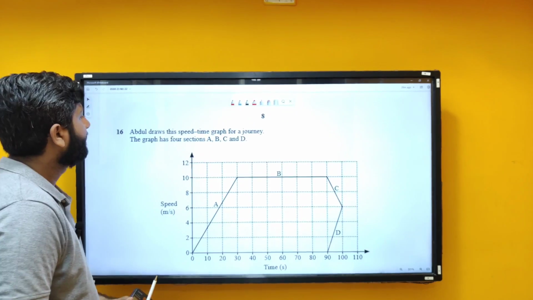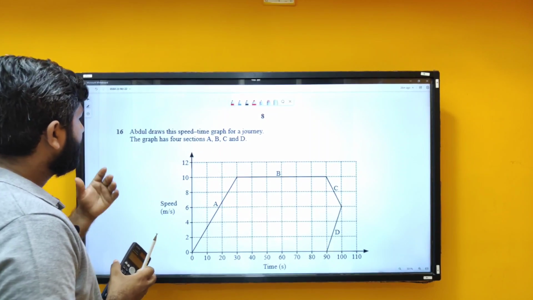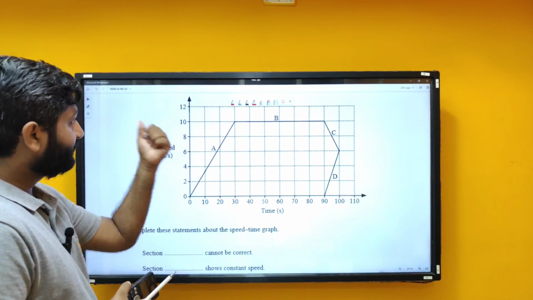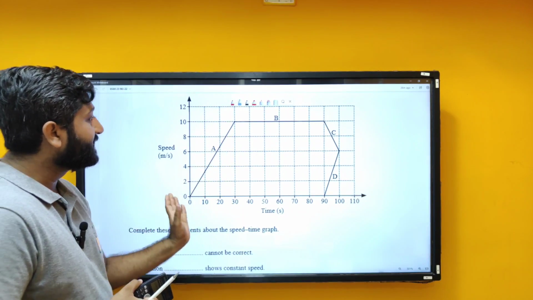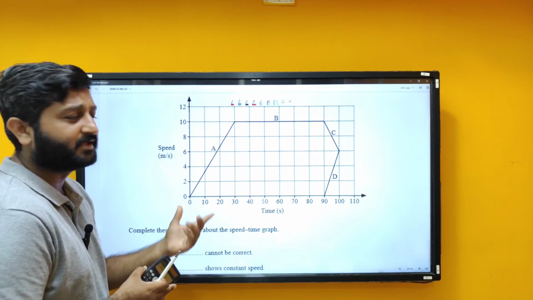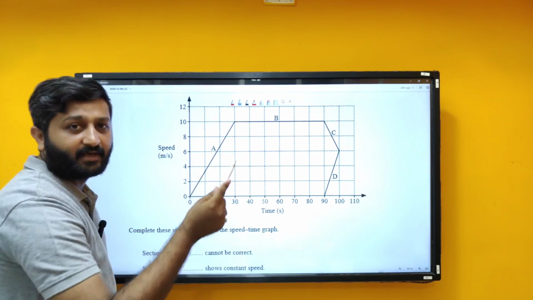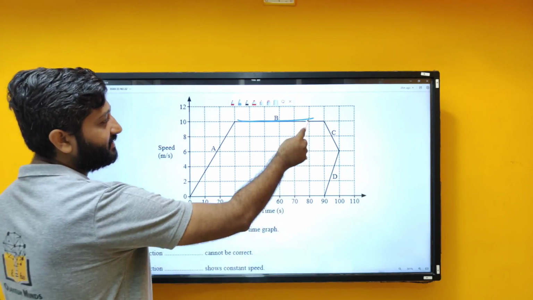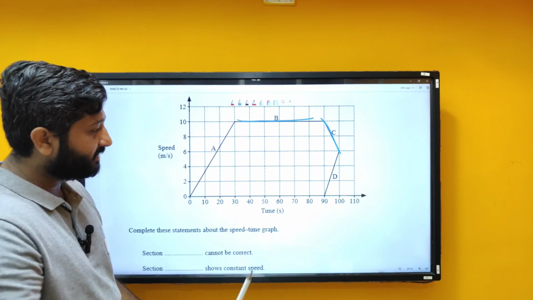Next question. Question number 16. Abdul draws the speed time graph of a journey. The graph has 4 sections A, B, C and D. If we observe the sections, in section A the speed is increasing. This is a speed time graph, speed is increasing, so it seems like a uniform acceleration. Then Abdul is traveling at a constant speed. Then we see there is a decrease in speed, right? So this is uniform deceleration.